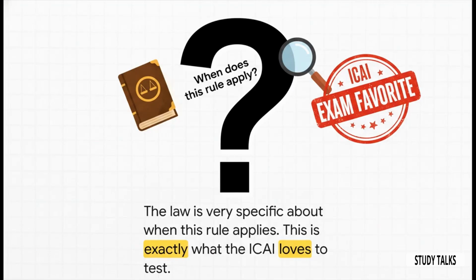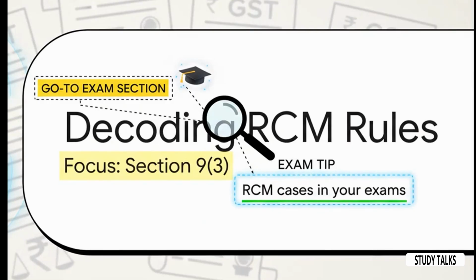Okay, so the million-dollar question is, when does this rule even apply? We can't just use it whenever we want. The law is super specific, and you better believe this is exactly what the ICAI loves to test. Let's dive into the nuts and bolts. We're talking about Section 9, Subsection 3 of the CGST Act. This is the big one. This is your go-to section for the most common RCM cases you're going to see in your exams.